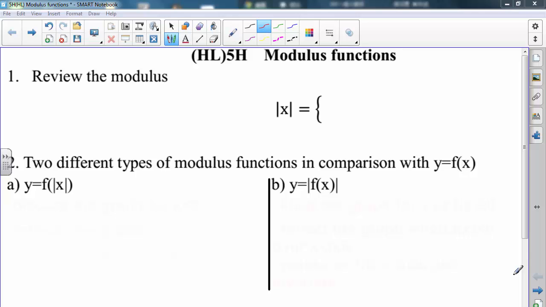5H, modulus functions. Modulus functions also can be called absolute value functions. So let's review the absolute value symbol first. The absolute value of x, or modulus of x, if x is a positive number or 0, the absolute value symbol has no use on this number, so we can remove the absolute value symbol. At this time, the absolute value of x is the same as x.